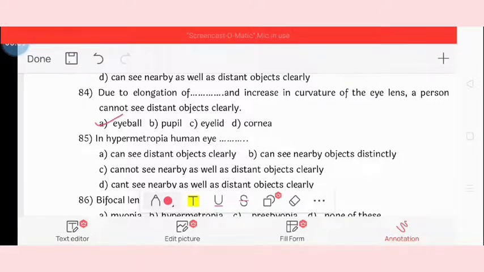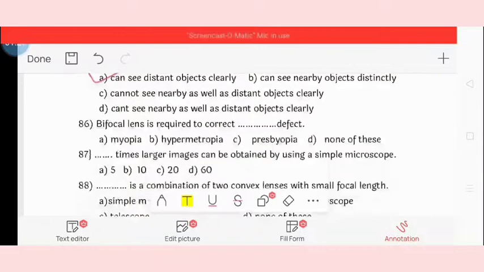Next question. In hypermetropia, the human eye dash. The first option is can see distinct object clearly, then can see nearby object distinctly, cannot see nearby as well as distinct object clearly, and cannot see nearby as well as distinct object clearly. So the correct option is option A, can see distinct object clearly.